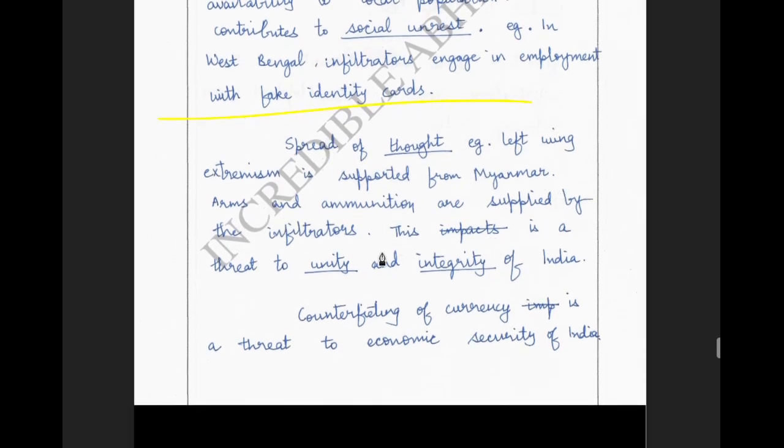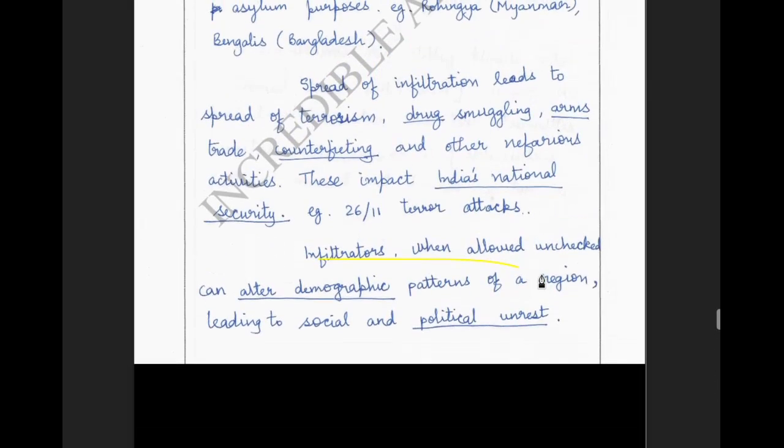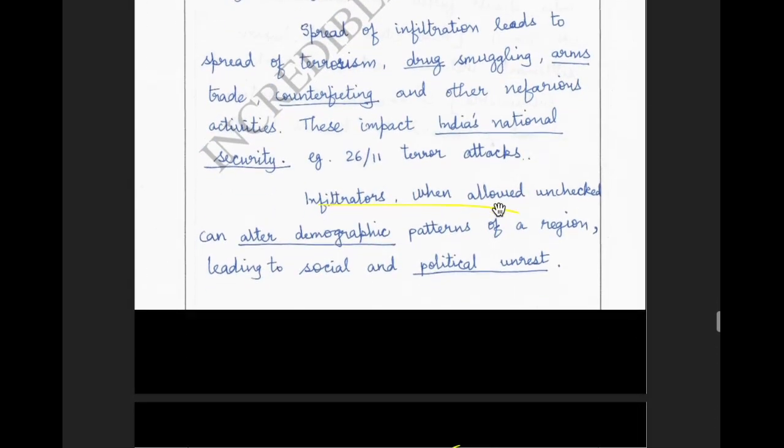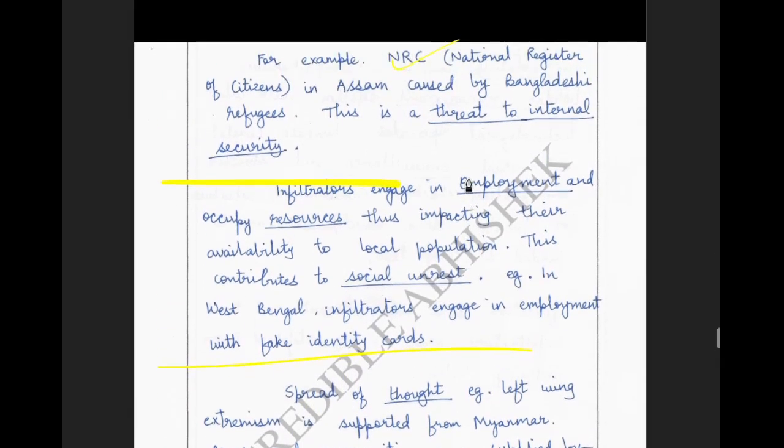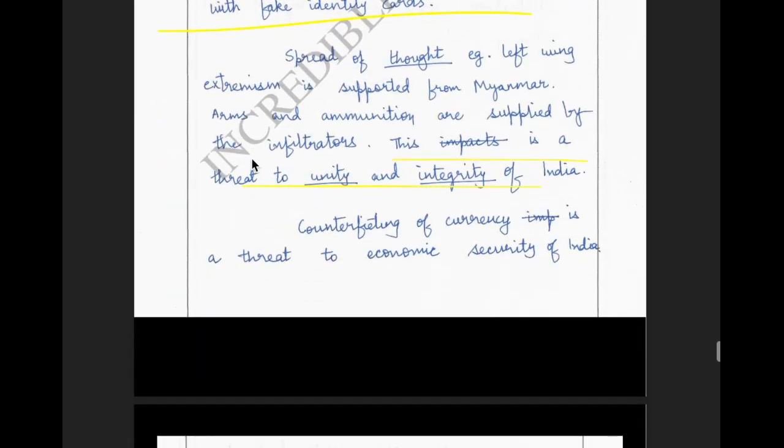Spread of thought, left wing extremism, arms and ammunition supplied. This is a threat to unity and integrity of India. See, at the end of everything, at the end of every major para, this candidate is connecting it to the topic of the essay, and every time he is using different words. You see, this impact India's national security. This is a threat to internal security. This is a threat to unity and integrity of India.